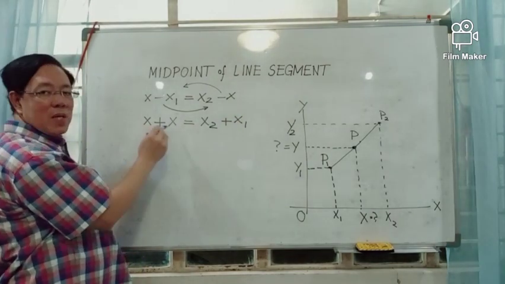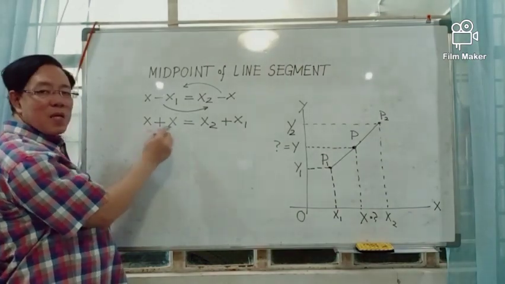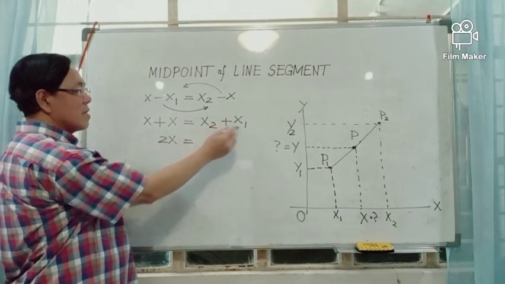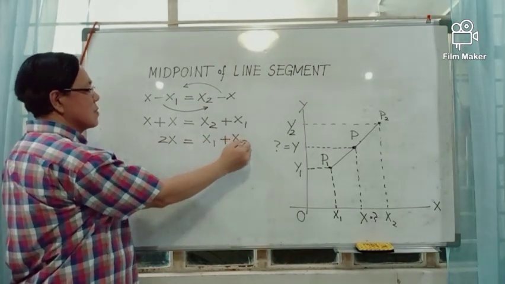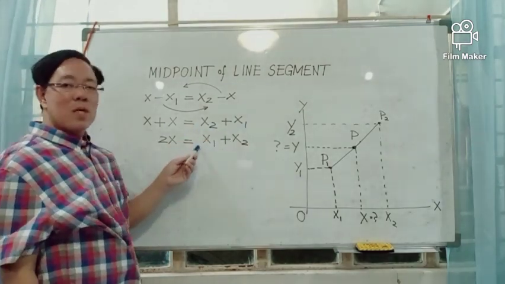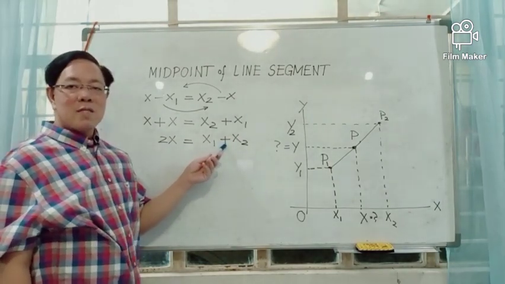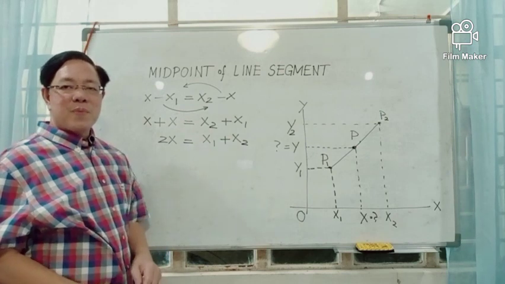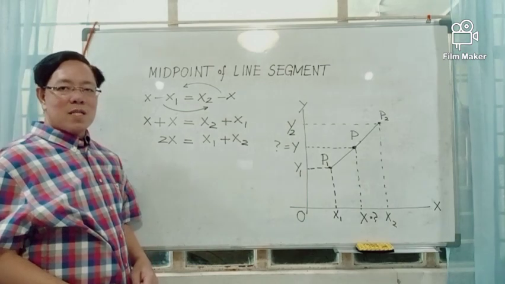Or X plus X, addition of algebraic expressions. X plus X is 2X. And we rewrite this as X1 plus X2. X2 plus X1 is equal to X1 plus X2 because addition is commutative. That means in addition of real numbers or algebraic expressions, order is not important.